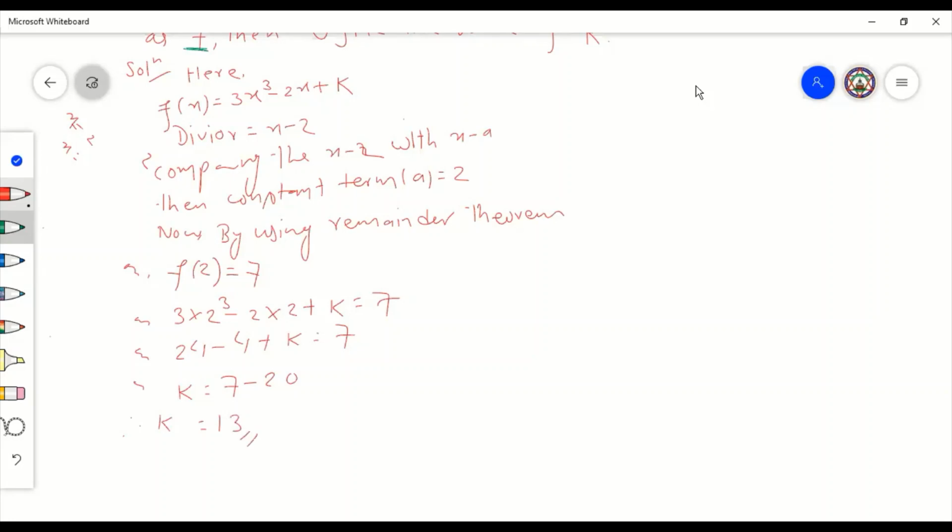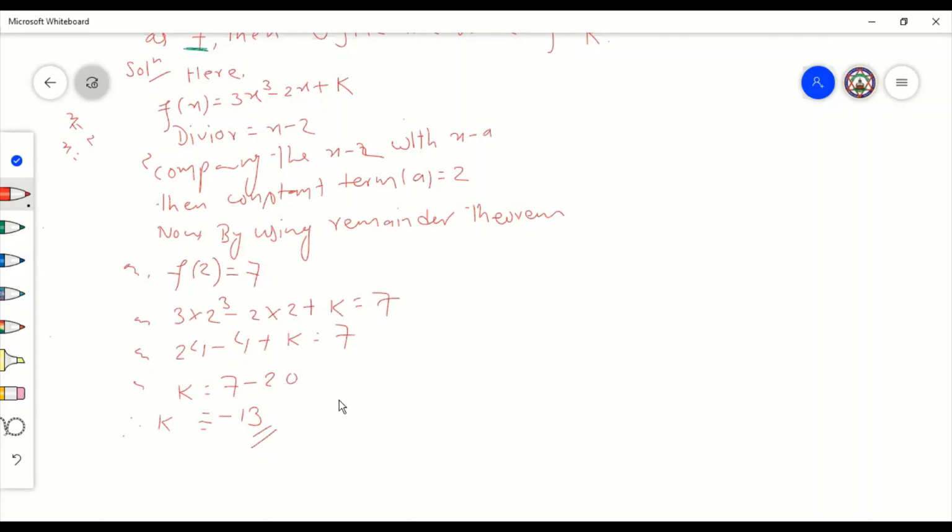So k equals minus 13. That is minus 13. Okay, let's read right over here. Now second here, you get the value of k equals minus 13, isn't it?